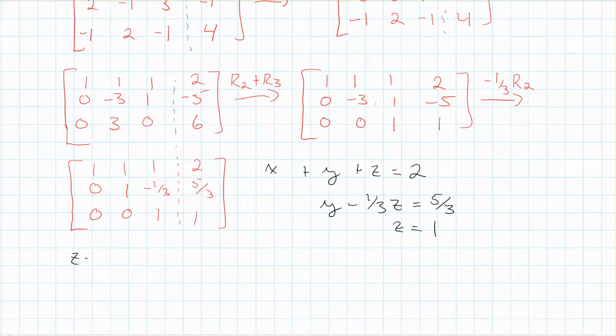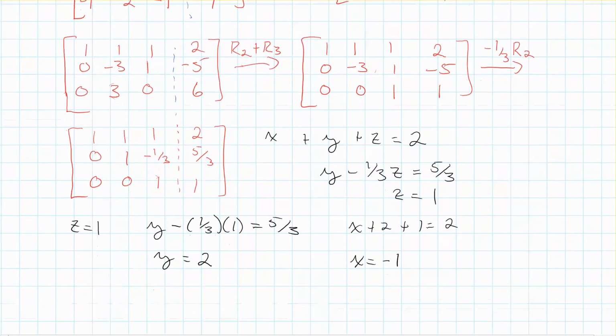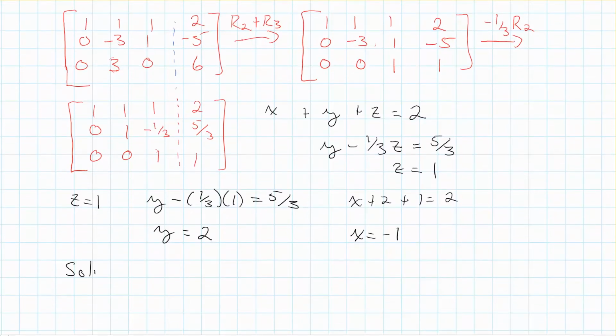I've got z equals 1, so I'd have y minus 1/3 times 1 is equal to 5/3. So this actually gets me y is equal to 6/3, which is just 2. And then I have x plus 2 plus 1 is equal to 2. So x is just equal to negative 1. So our solution is x equals negative 1, y equals 2, z equals positive 1.